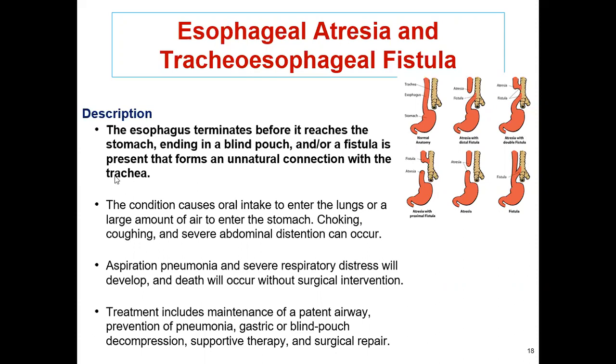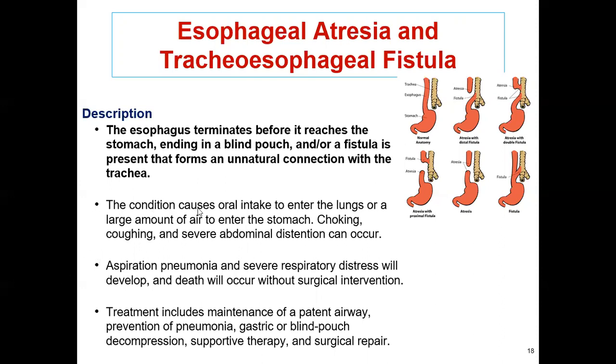So let me read it. The esophagus terminates before it reaches the stomach, or ends in a blind pouch, and or a fistula is present that forms an unnatural connection with the trachea. So it is abnormal, right? It's supposed to connect to the stomach, but if it is connected to the trachea, an abnormal pathway formation, we call it a fistula.